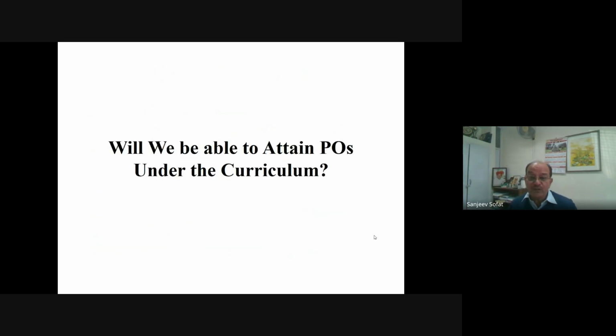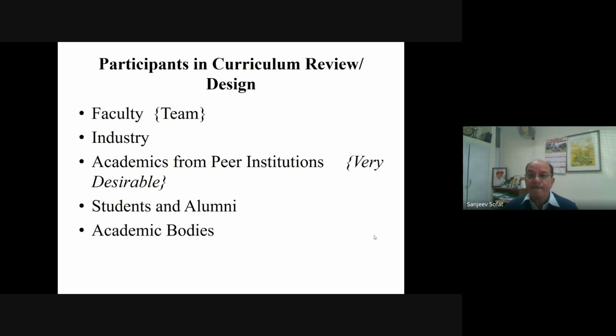Now, the first question my curriculum has to answer is whether all the POs, let's say the 12 POs which are there, can be attained with this curriculum. This is the first question it has to answer. If it is yes, that means our curriculum is a balanced curriculum. Otherwise, we need to think of the process again.